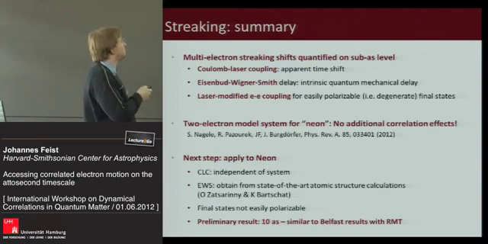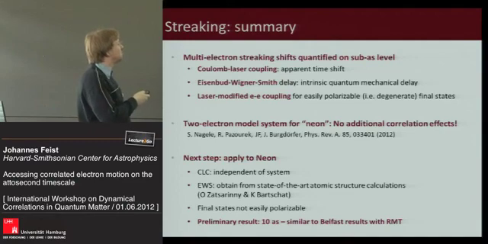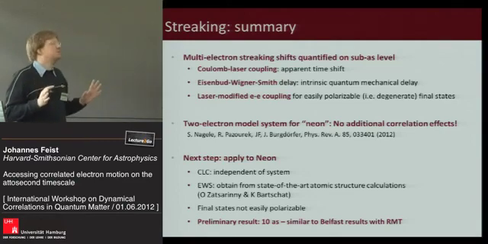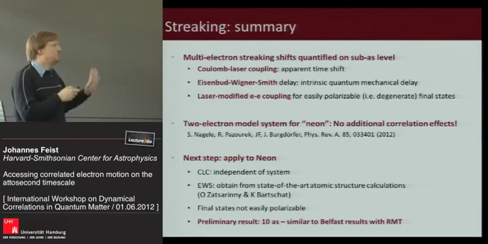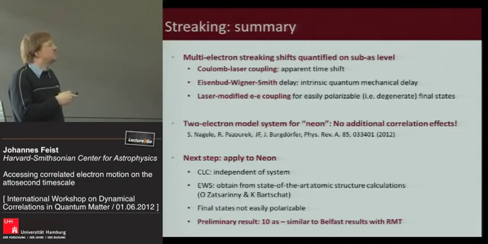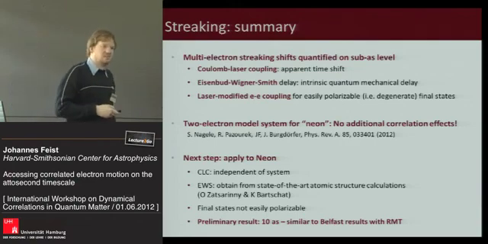One part that I don't want to talk about in too much detail, but that I want to mention, is that for a 2-electron model system with a model potential that somehow reproduces the energy structure of neon, we don't want to call it really a model for neon because it's quite far from that, but the energies are roughly there, we find that we don't see any additional correlation effects apart from this laser-modified electron-electron coupling, which actually does not play a role here because the final states are not polarizable.